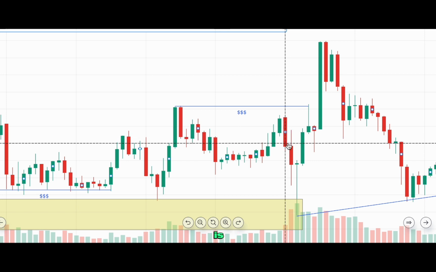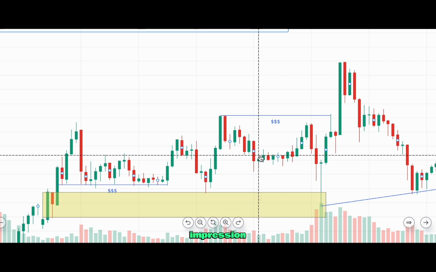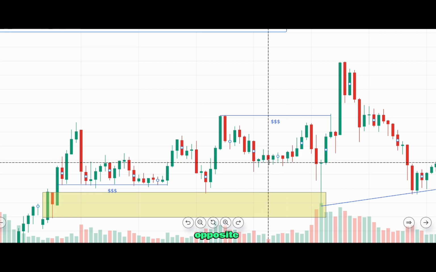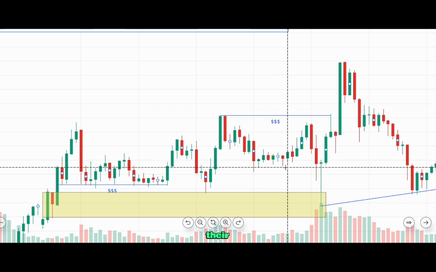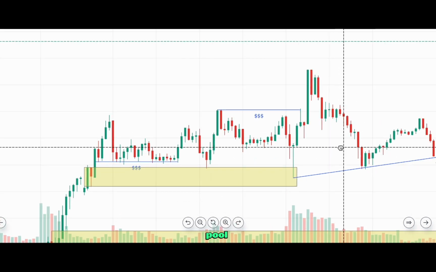So this is the reason why the big trader needs to create some false breakout or some false impression to the retail trader to make the opposite orders for the big trader to fill up their orders. And this is the so-called manipulation, stop hunt or liquidity pool, right?